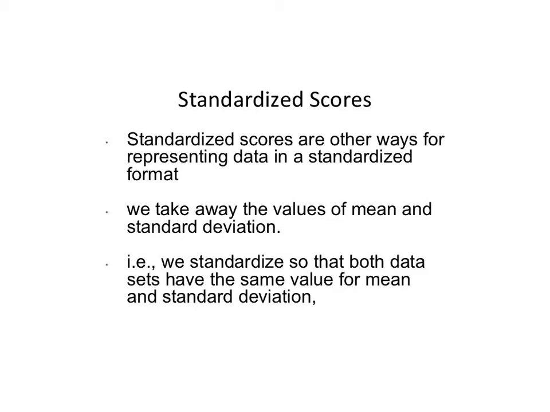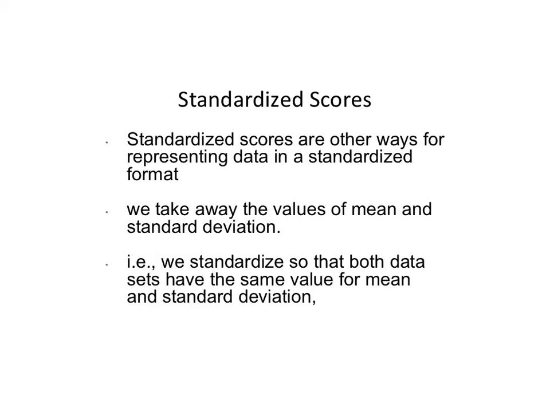Now, the second type of measures of position are standardized scores. These are other ways of representing data in a standardized format where we take away the units, or for that matter, we take away the means and standard deviations. What we have done here is we standardize data for multiple data sets so that they have the same mean and the same standard deviation.